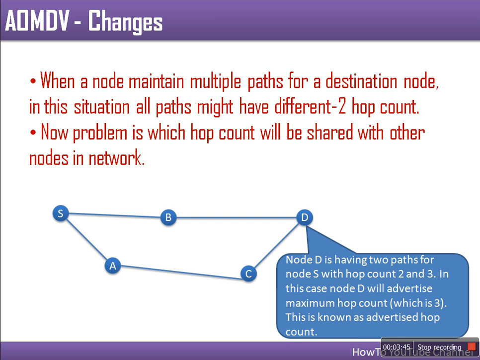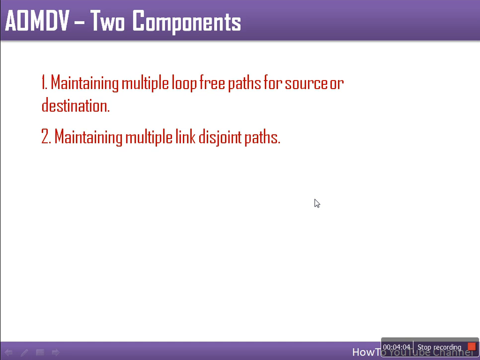In such cases, one change has to be introduced: whenever D wants to tell its neighbors about the distance between S and D, it will opt for the maximum hop count path. So it will share hop count 3, not 2. These are the two components we are going to discuss in this video. The first is maintaining multiple loop free paths for source or destination, and the second is maintaining multiple link disjoint paths. So we will see them one by one.